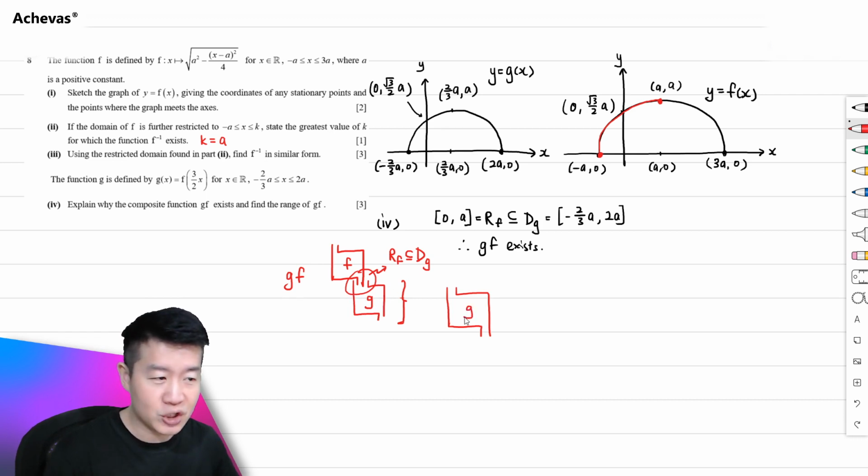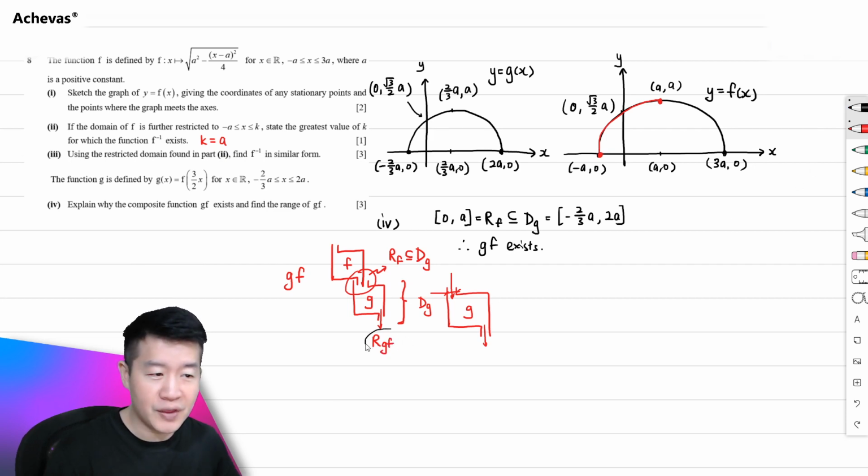So if I were to just look at g, one thing that I know is that the domain of g is still going to remain as the domain of g, which is from -2/3 all the way until 2a. So whatever goes in is the same as the domain of g, whatever comes out is going to be the range of g. But that is not what I want. What I want is for what comes out from g to be the range of the composite function gf.